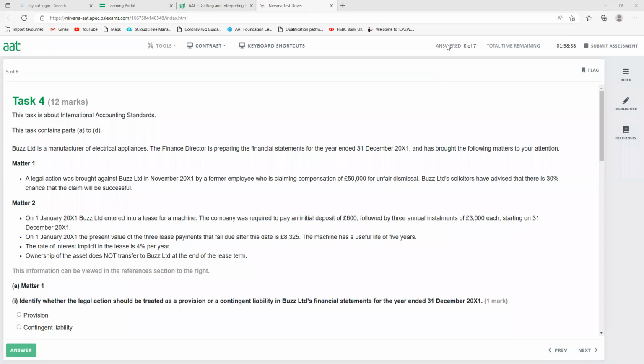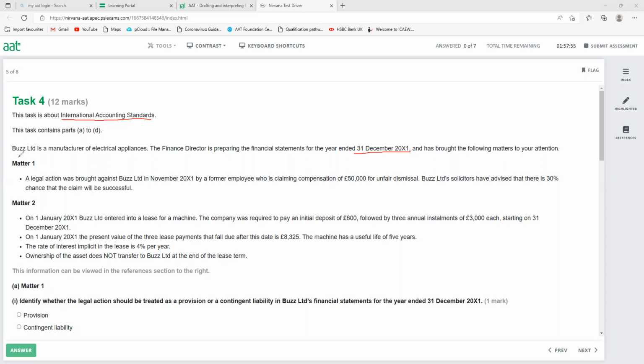First, read the question. It says this task is about the IAS, International Accounting Standards, and it contains parts A to D. B Limited is a manufacturer of electrical appliances. The finance director is preparing the financial statements for the year ended 31st of December 2011. Remember that the year end date is always very important, so always underline or remember the year end date. He has brought the following matters to your attention.